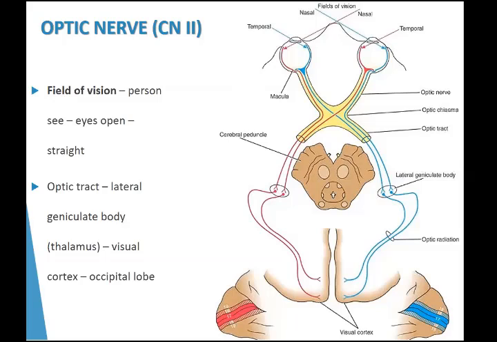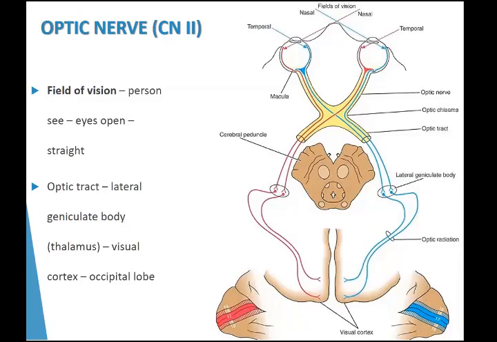So हमने ऑप्टिक ट्रैक्ट में कहा था कि each optic tract contains fibers from both categories, uncrossed fibers from the same side and crossed fibers from the opposite side. So both the optic tracts, they run posteriorly and laterally, and they go and relay in this structure which is called the lateral geniculate body.